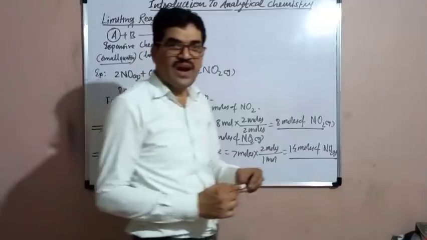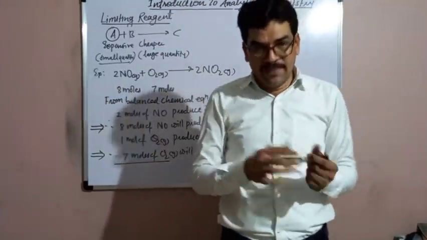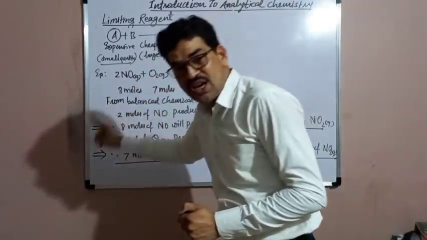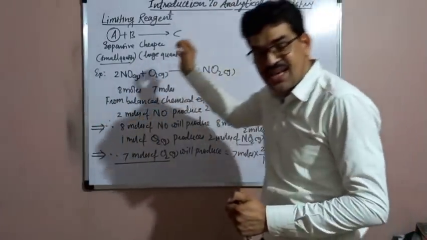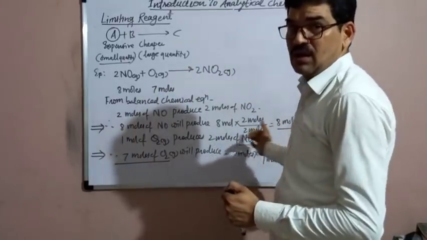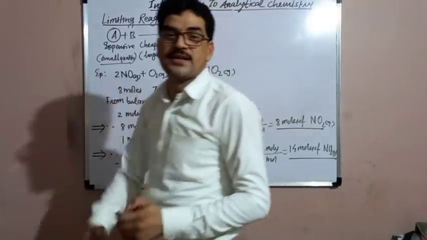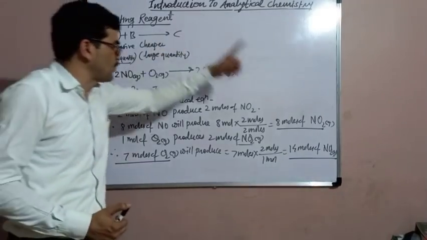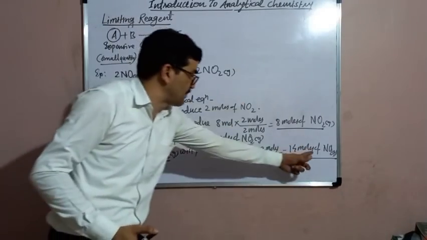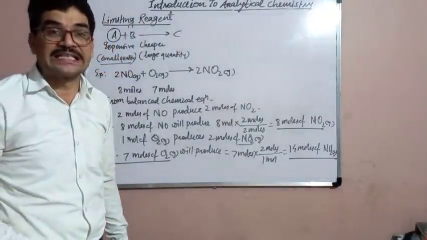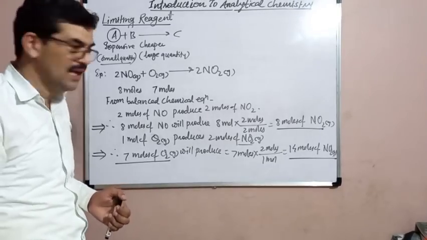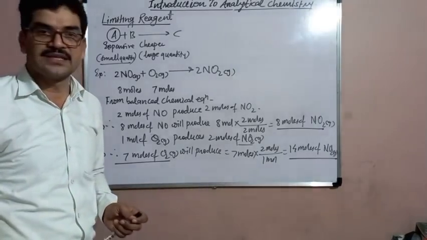Means how to identify the limiting reagent? The limiting reagent is that reactant which will produce the lesser number of moles or lesser quantity of the product. That is known as the limiting reagent. And the other reactant which produces the more number of moles or more quantity of the product, that is known as the excess reagent. In this way, in any given example, we can identify the limiting reagent and the excess reagent.